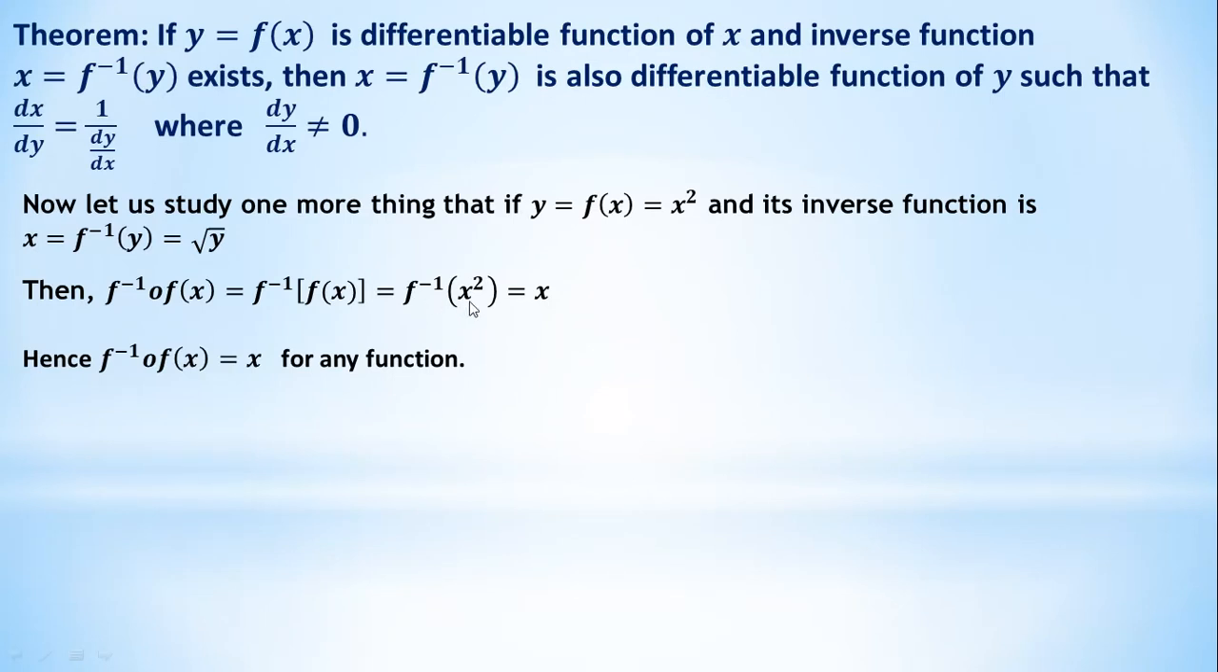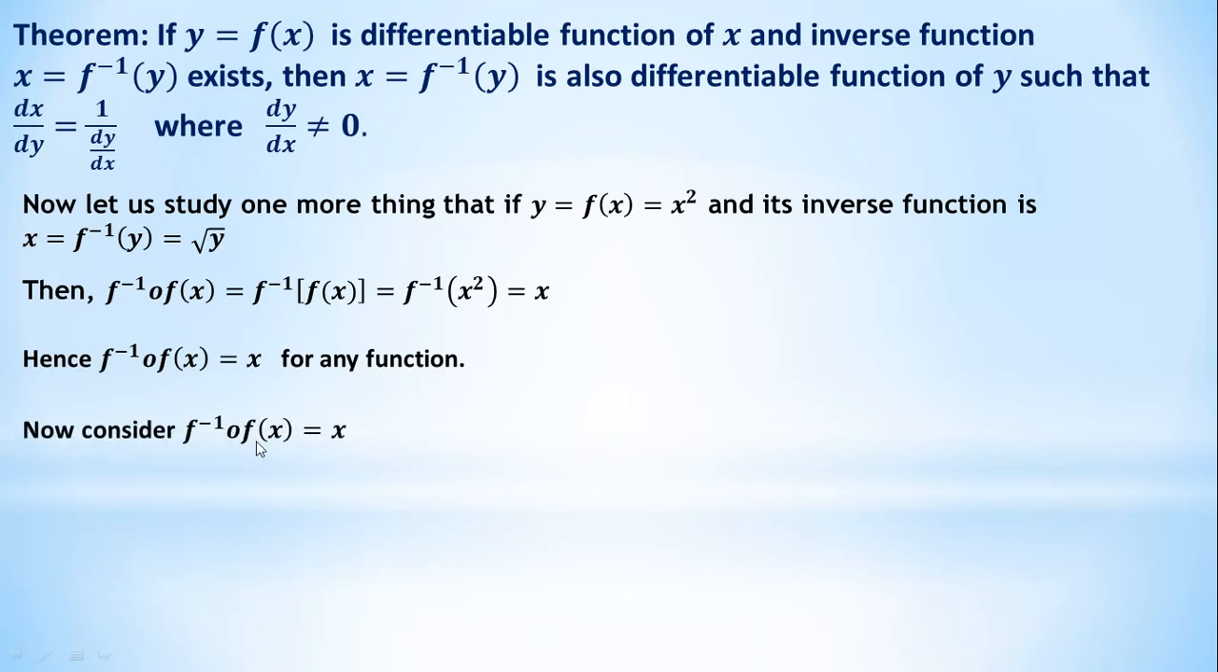So f inverse of x square, how will you get f inverse of x square? See here, f inverse of y is root y. So f inverse of x square is root of x square, that is here x. So in short, what do we get? F inverse composite f of x is equal to x for any function. Okay.